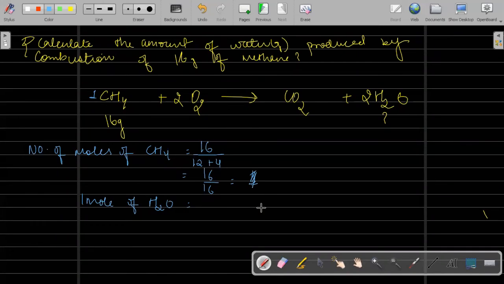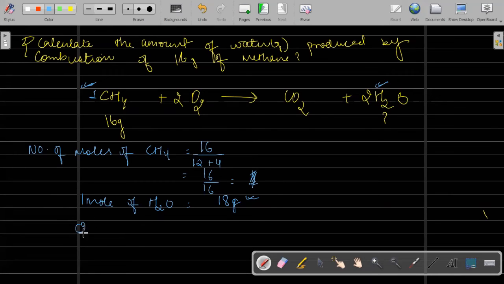It's the molar mass. So 1 mole is equal to the molar mass of water, that is 18 grams. 1 mole of methane gives 2 moles of water. So 1 mole of water is equal to 18 grams.